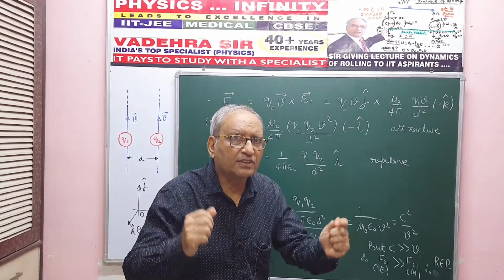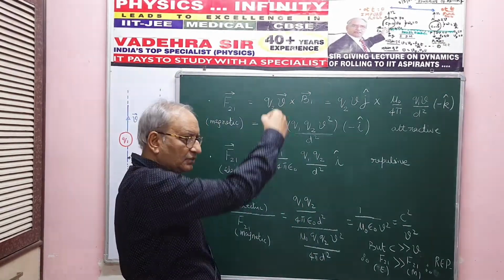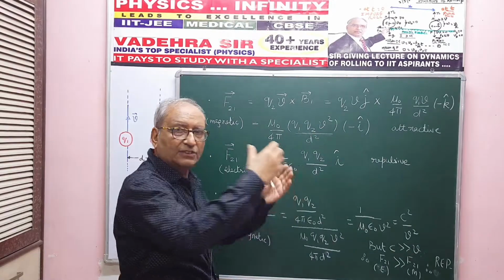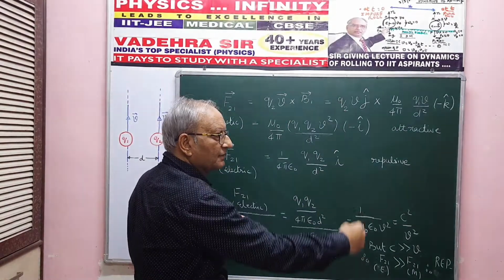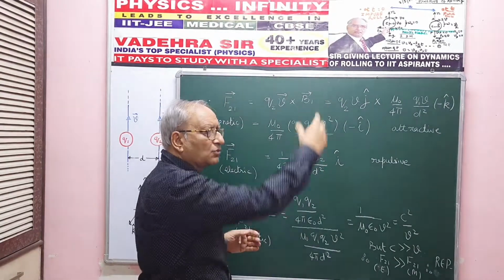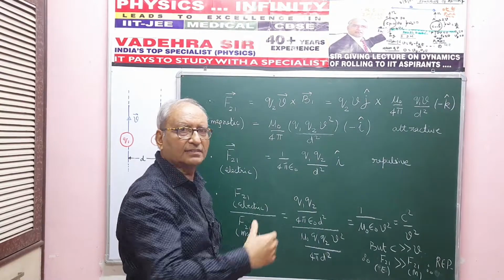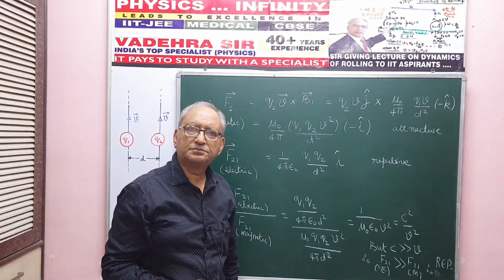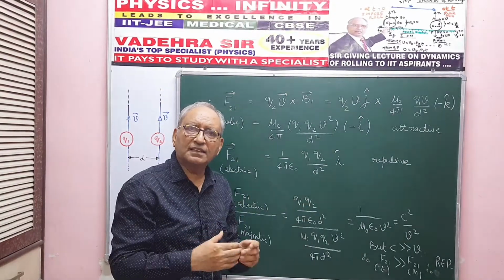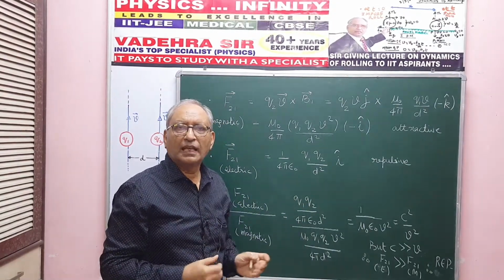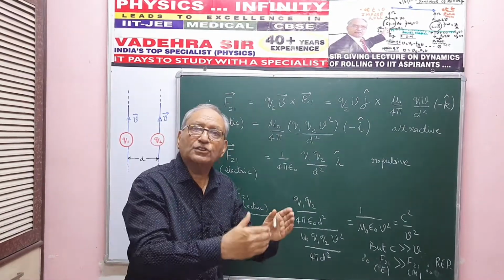Now, why not repulsion? Because after all, if the current is going up, that means electrons are going down. So I can take the situation that in these two wires, electrons are moving parallel to each other downward. As far as magnetic is concerned, there is attraction, and we have just learned electrically there should be repulsion. So why don't the two wires get repelled?